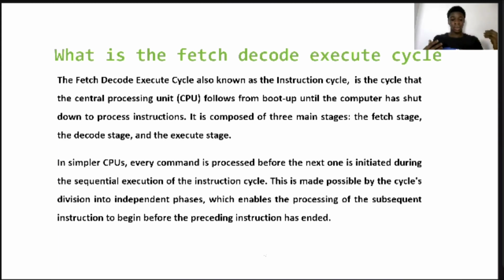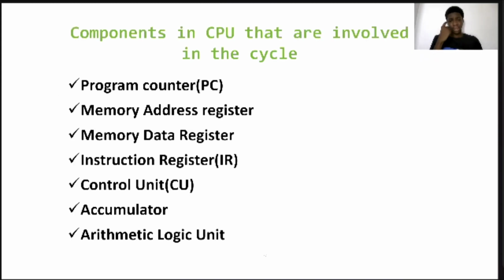Most times, you are able to process a lot of information in less time, whereas with the old, simpler CPUs, it takes a little bit of time. But with new generation computers, you're able to process info and instructions faster. So now let's look at some of the components in the CPU that are involved in the cycle. Number one, the program counter, the memory address register, the memory data register, the instruction register, the control unit, the accumulator, and the arithmetic logic unit, the ALU.